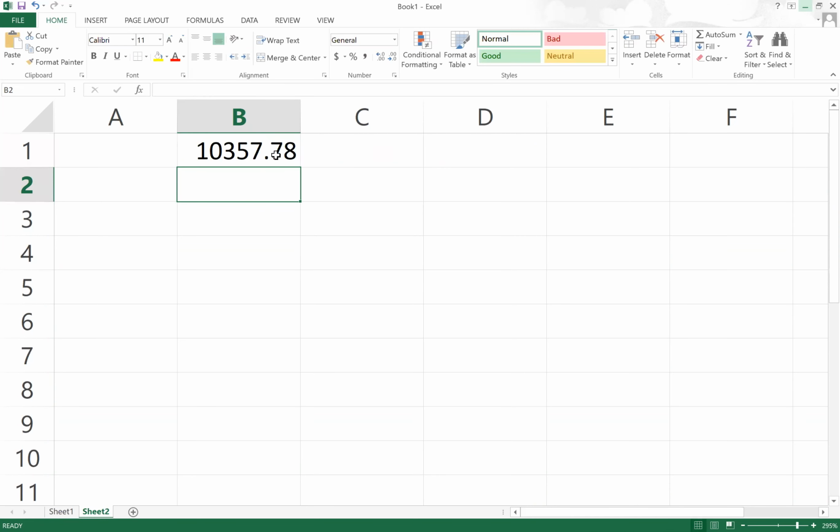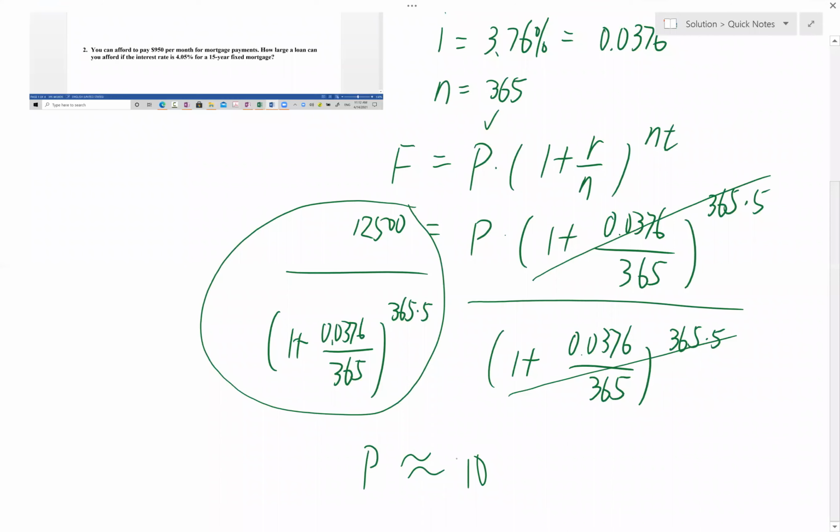Here you go. So you round it to 2 decimal places because we're dealing with money, right? So it's $10,357.78. So that's the final solution: $10,357 and 78 cents. Okay. And that should be the final solution for question number 1. Any questions?